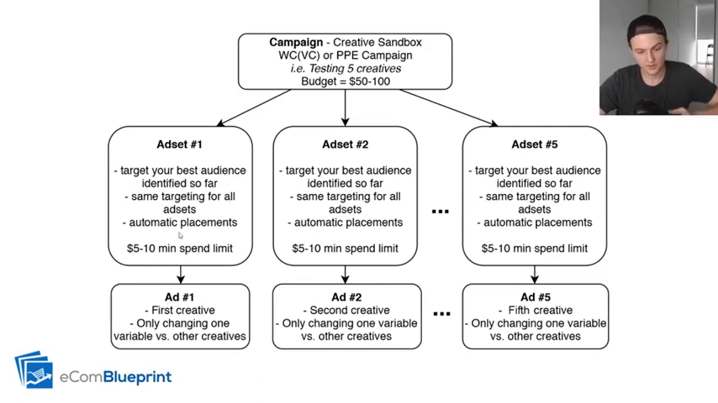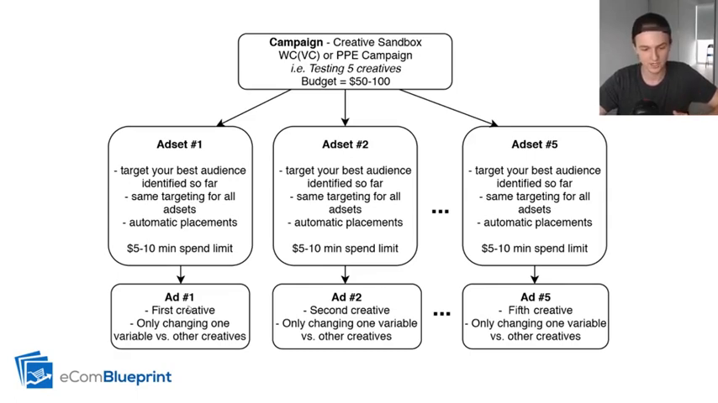Now, for placements, you just want to do automatic placements. And then the last thing is you want to set a spend limit. You want to set the spend limit to half of the budget per ad set. So if you're doing $10 per ad set, you want to set a spend limit of $5. This is just to ensure that all ad sets get some testing data.